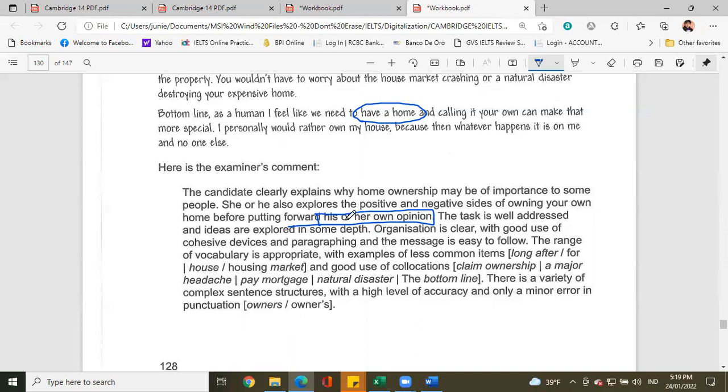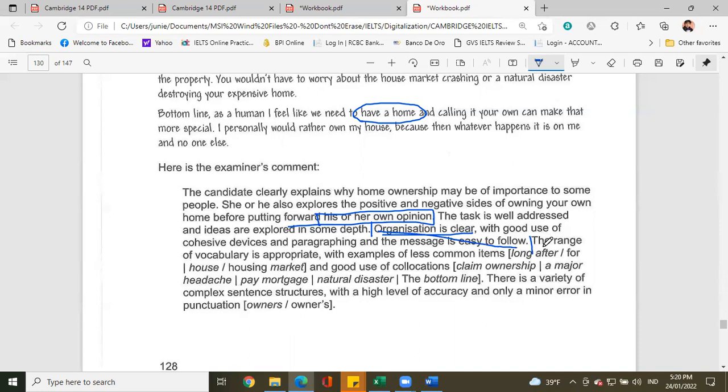Parang gagawin ko talaga yung issue, sabihin ko 6.5 lang to. Pero okay na yan, 6.5, pasado na yun. The task is well addressed and ideas are explored in some depth. Ang ganda rin ng organization, no? Good use of cohesive devices and paragraphing, the message is easy to follow. The range of vocabulary. So ito guys, nakita niyo yan. From there up to that point, task response yan. Ito, coherence and cohesion yon.